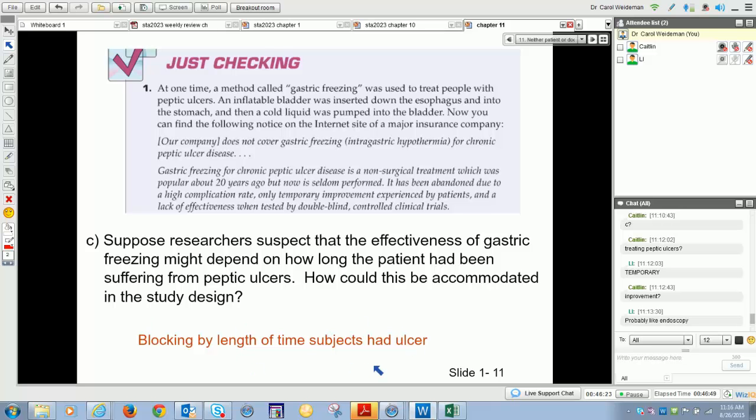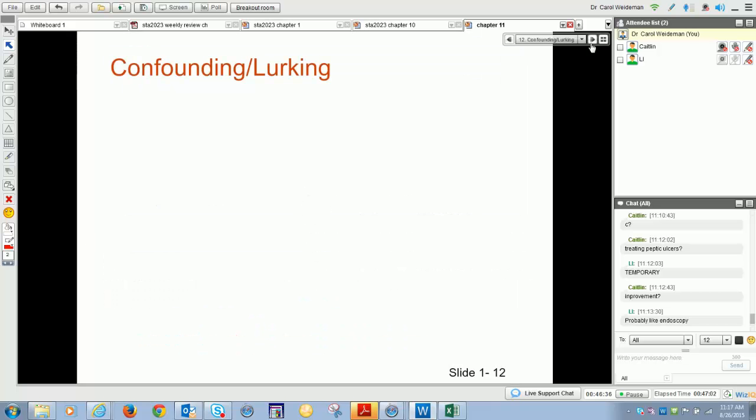If we don't think there's any effect of time, then we don't need to block. We could also block, maybe we think men and women respond differently, so it could be blocked by gender. So this is a nice example of how blocking can be used quite effectively in a study.